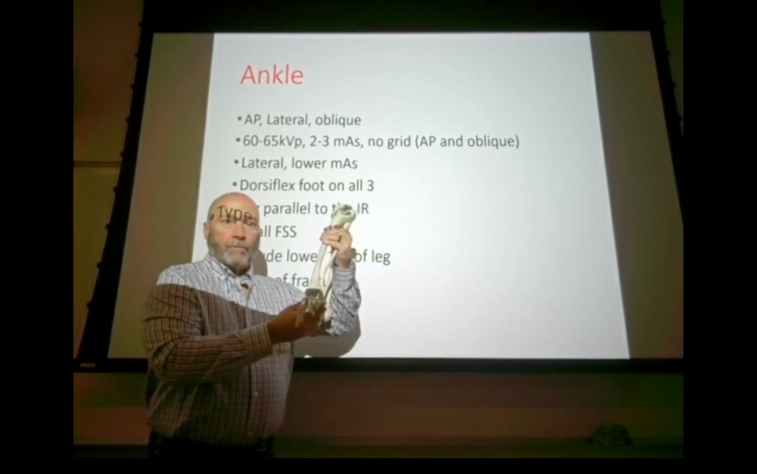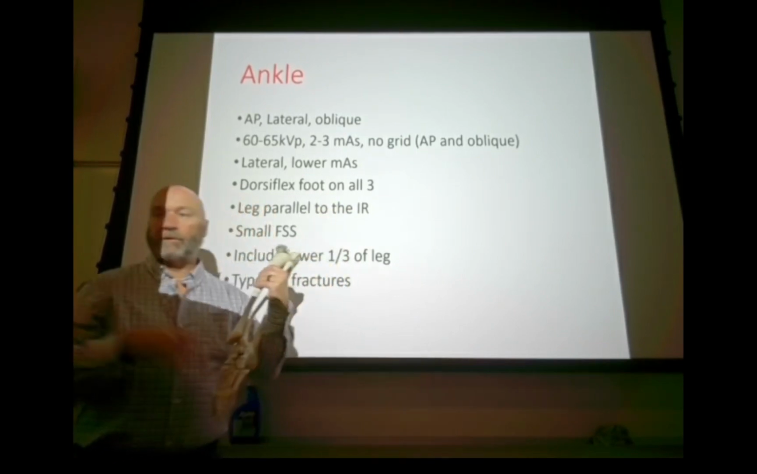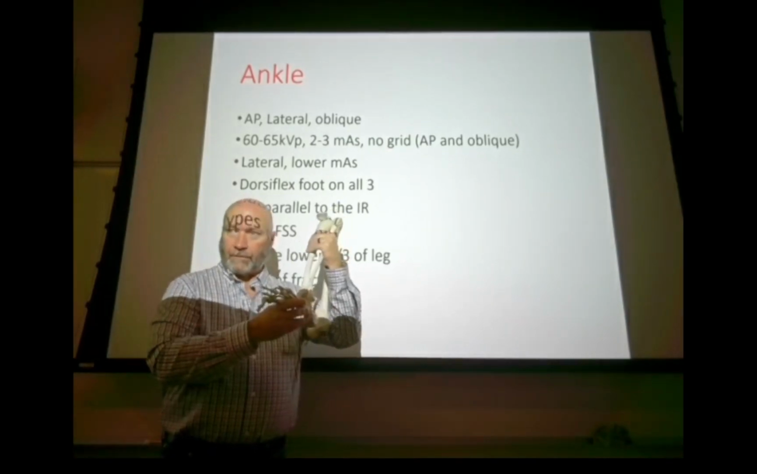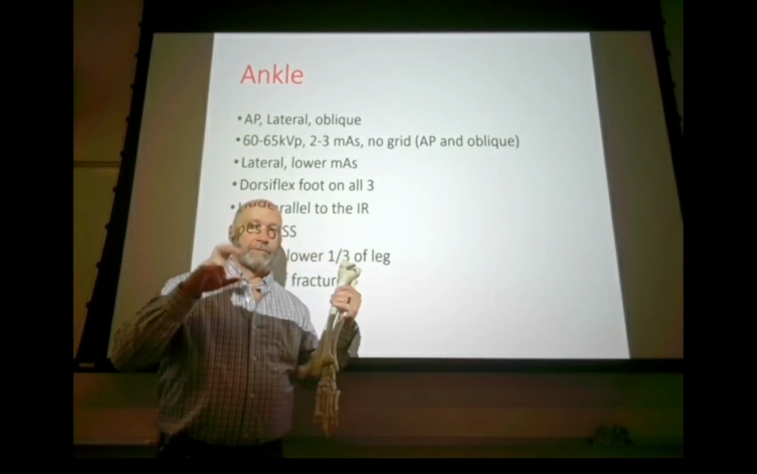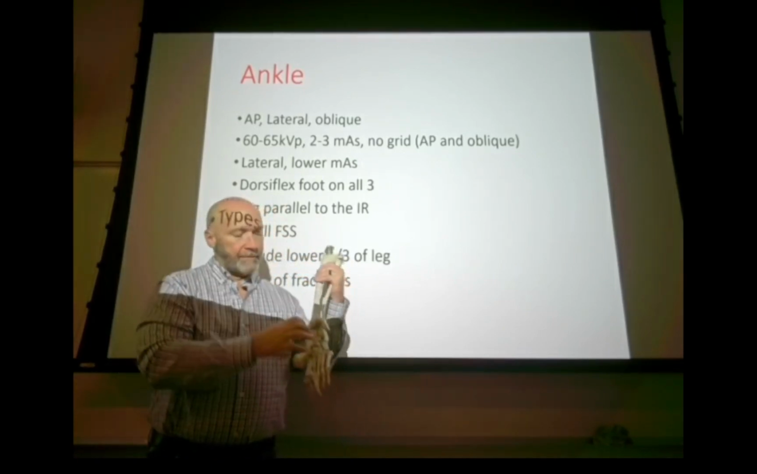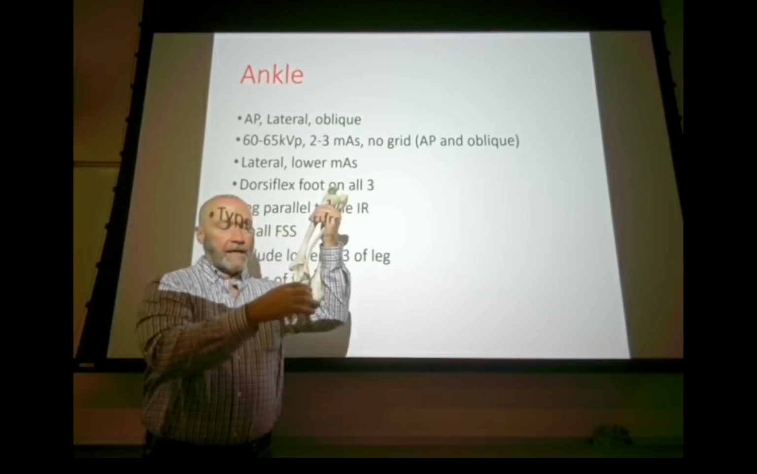And then we've got two obliques. We've got a 45-degree oblique, and we've got a 15 to 20 degree internal. Both of them are internal obliques. The 15 to 20 degree internal oblique is what we refer to as the mortise view. So what that shows us is the joint space all the way around the talus. Okay, so it just goes up and around the talus.